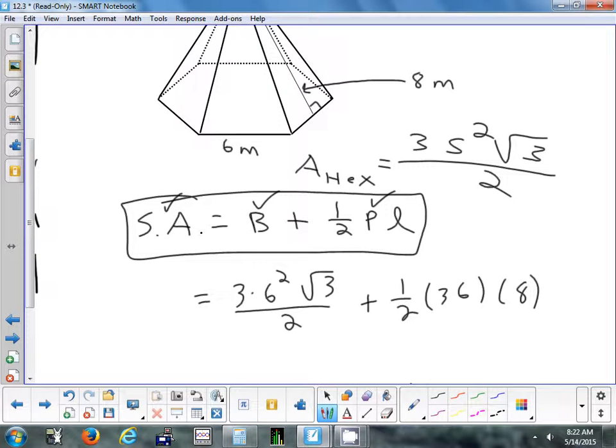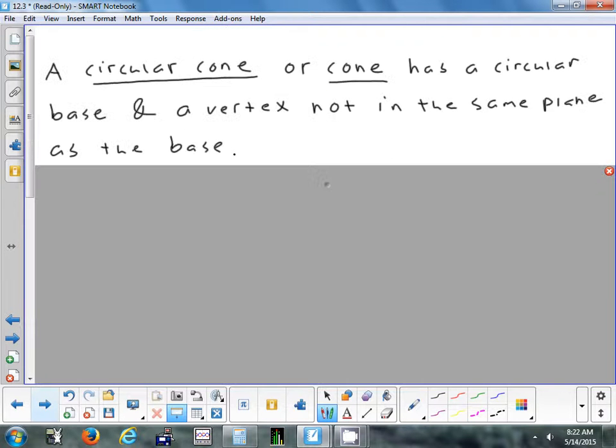That will still work. Except once it's a cone, I can tell you what the area of the base is, because the base shape never changes in a cone. In a pyramid, it does. Not in a cone. The base shape is always a circle.